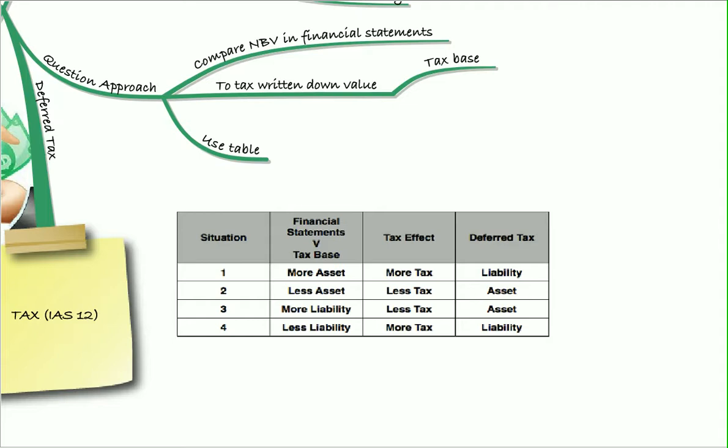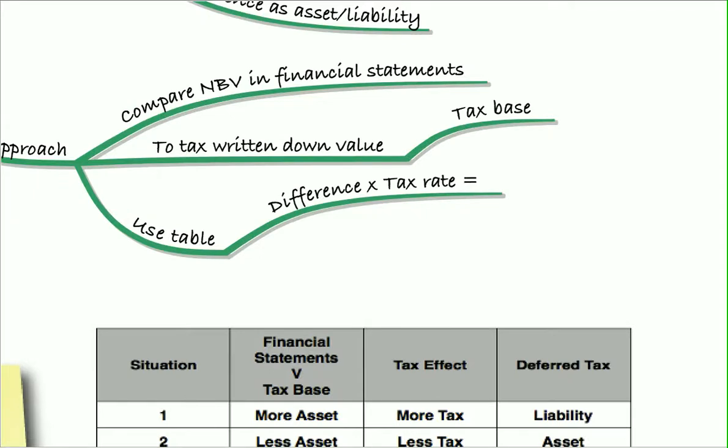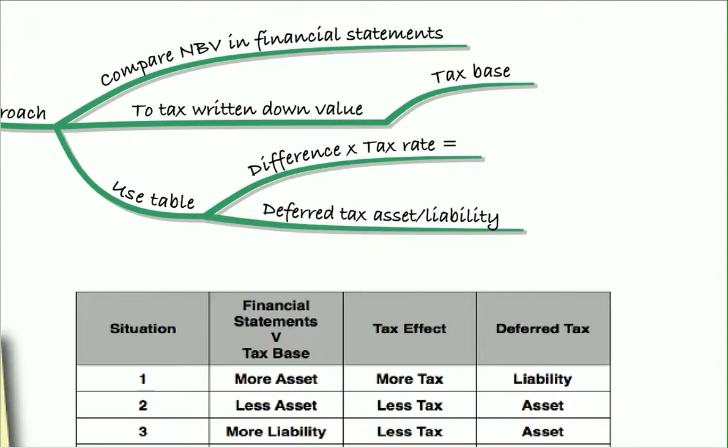If there's less asset in our financial statements, i.e. the net book value is lower than the tax written down value, then we need less tax and that would create a deferred tax asset. Credit tax in the income statement, debit a deferred tax asset. So you needed to learn that table. So remember the difference between our net book value and our tax base multiplied by the tax rate would equal the deferred tax asset or liability required.